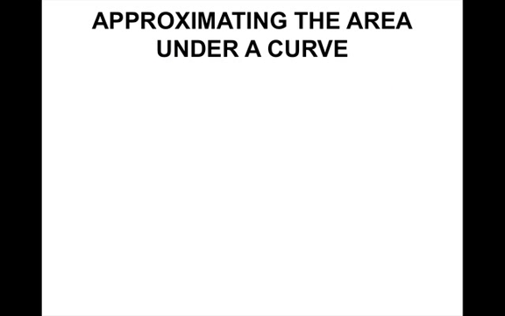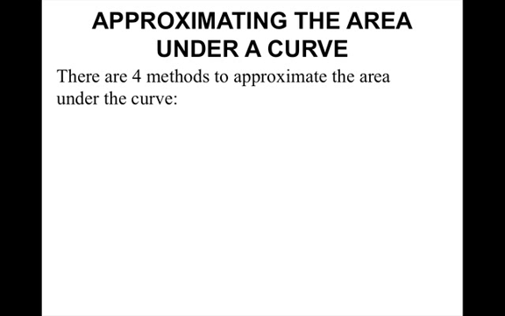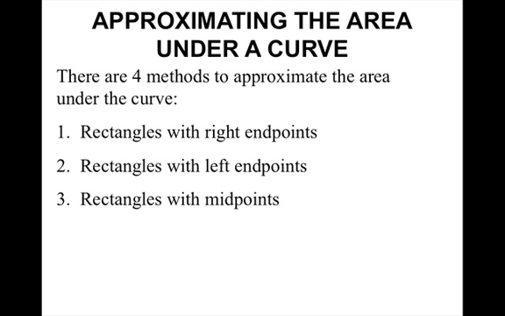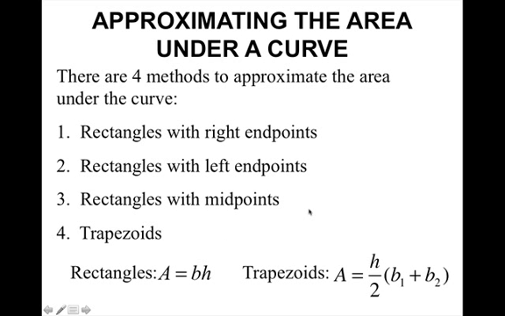So approximating the area under a curve. There are four methods to approximate the area under the curve, and they are: the first one is rectangles with right endpoints, and don't worry, I'll explain what the right endpoints mean in a minute. Rectangles with left endpoints, rectangles with midpoints, and trapezoids. And so we need to remember the rectangles formula, which is area equals base times height. And we also need to remember the area formula of a trapezoid, which is area equals half of height times base 1 plus base 2.